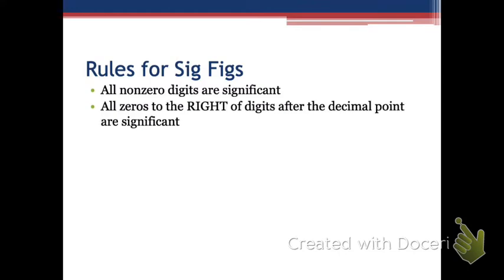The next rule: zeros to the right of digits after the decimal point are significant. Zeros to the right of digits after the decimal point. So let me show you what that looks like. 13.30. Now I have 1, 2, 3, 4 significant figures.